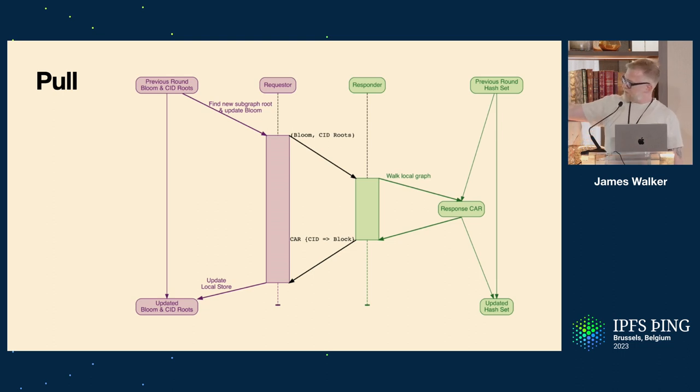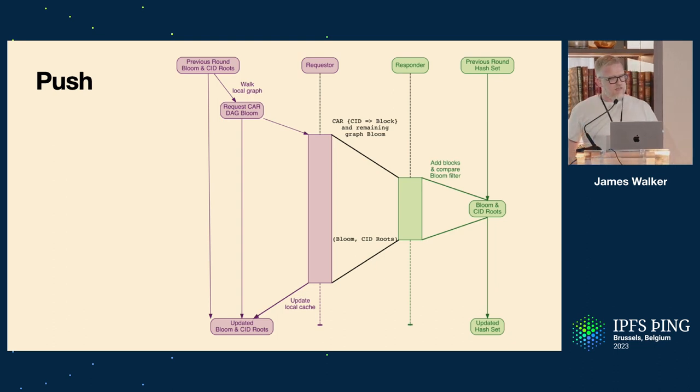The purple on the left is the requester side, green on the right is the responder. So the requester makes a request, says, I want this CID, I want this graph, this DAG. The responder will walk its local graph, building up a response CAR file, saying here are the blocks that you've asked for, and send those back over the wire. The local store on the requester will update, say, okay, now I've got these blocks, and check to see if there are further rounds necessary, if there's still more data that they need.